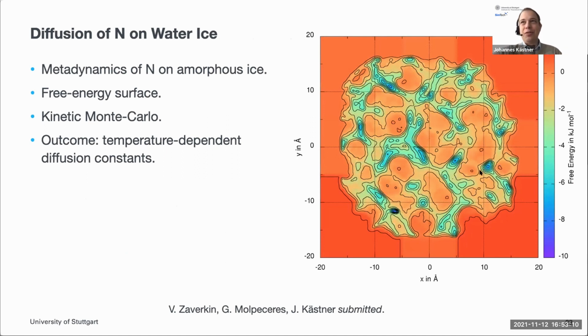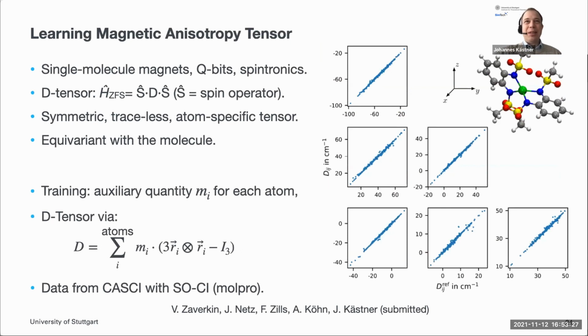And then on that free energy surface, we identified minima and transition states and did kinetic Monte Carlo for the whole thing. And that resulted in temperature-dependent diffusion constants, which is also something that will be quite interesting for the astrochemistry community. Well, that is as much as I want to say about astrochemistry.